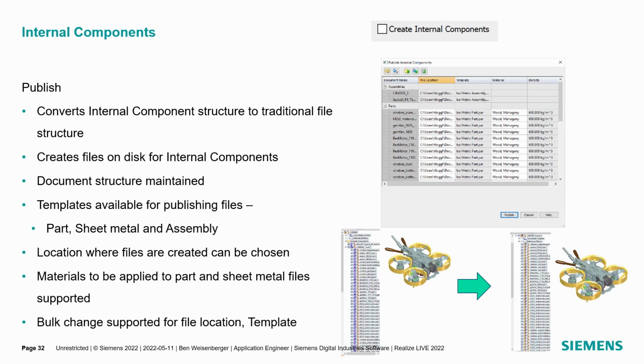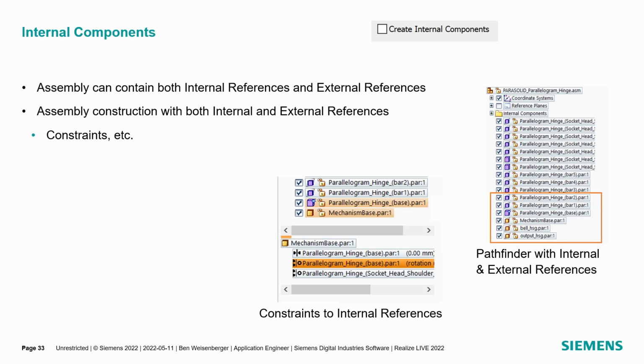If we decide to publish the internal components, it will convert their structure to a traditional file structure and create those files on disk. When you go through the publish process, you have choices for what templates to use, location to save the files, as well as materials for part and sheet metal documents. And in case you were wondering, assemblies can contain both internal components and normal external parts. Assembly relationships can also be applied between both types of components as well.